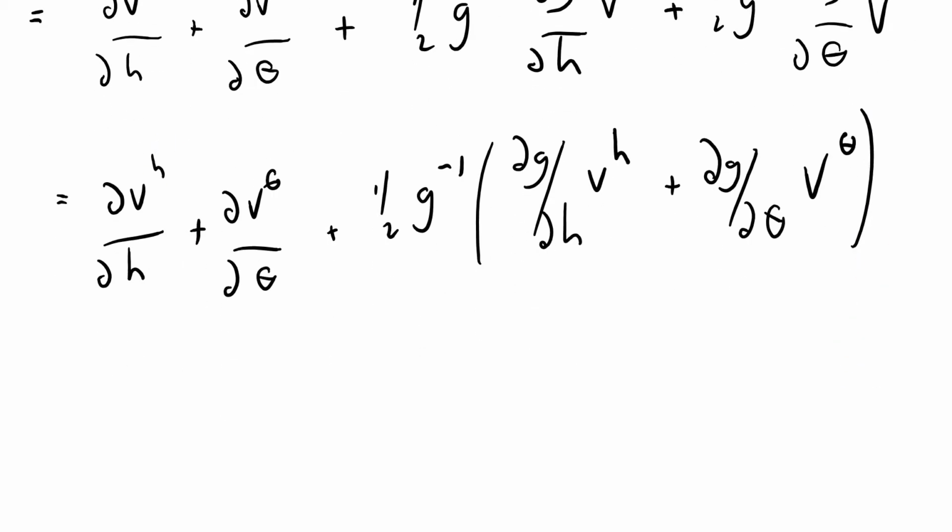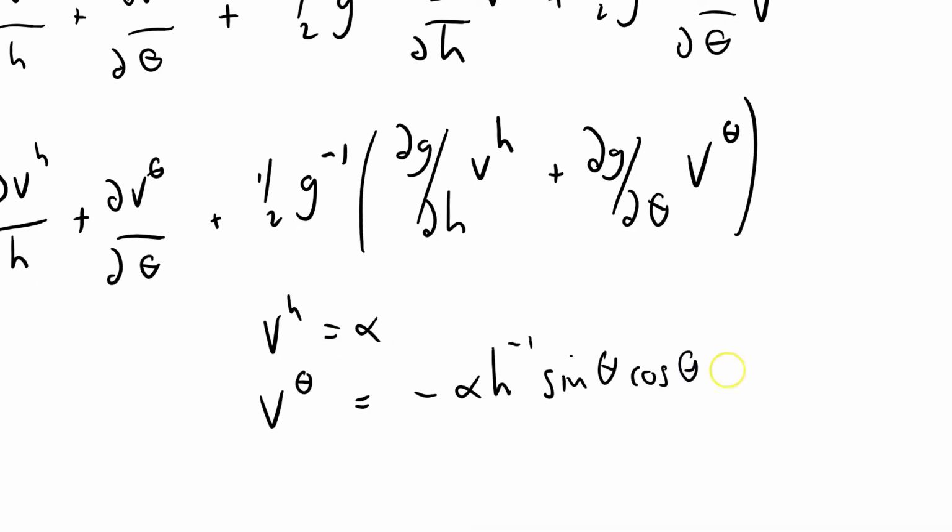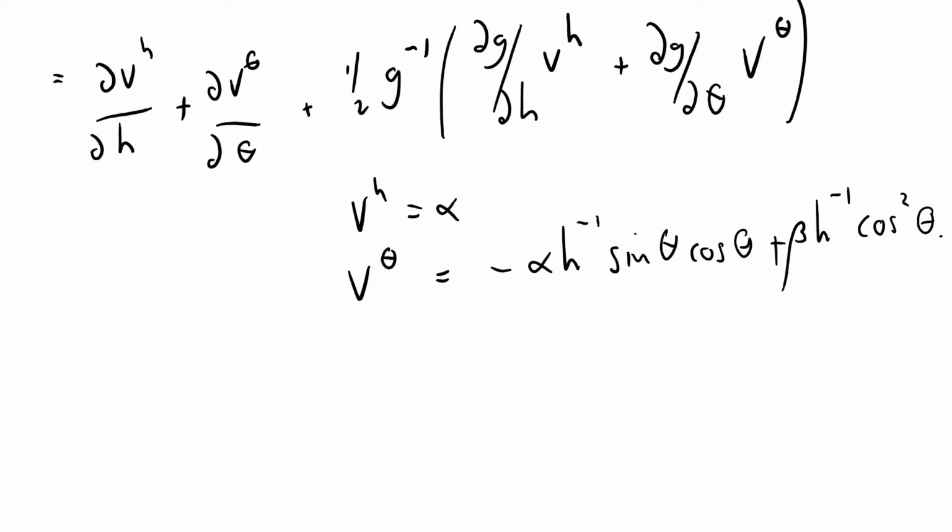Now I'll just remind myself what V^h and V^θ are. V^h was just equal to α, and V superscript θ was equal to minus α h^-1 sin θ cos θ plus β h^-1 cos squared θ. So you can see we've got a fairly difficult job to do. So that equals ∂V^h, ∂α/∂h, which is of course equal to 0, so I'm going to cancel that out straight away. 0, there you go, doesn't that feel good? Back to black.